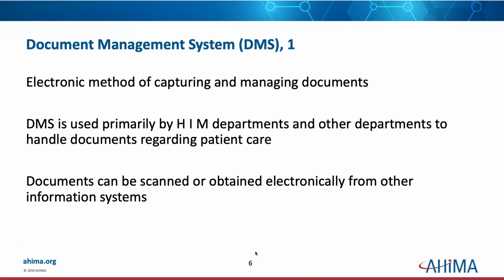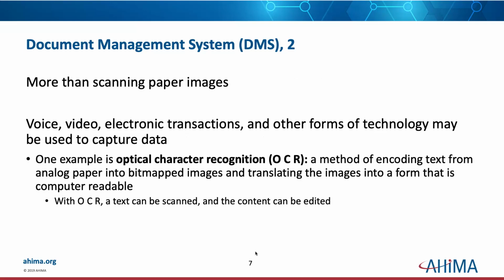A document management system is an electronic method of capturing and managing documents. So that's what you want to think about with document management system. It's documents. So it's not entering data, it is scanning full documents. And of course, it's primarily used by HIM because we're the ones that they send stuff to, and we have to add it in, make sure it gets into the right place and that sort of thing. So the documents can be scanned. Occasionally they're obtained electronically from other information systems. And it's more than scanning paper images. It can include voice, video, electronic transactions, other forms of technology.